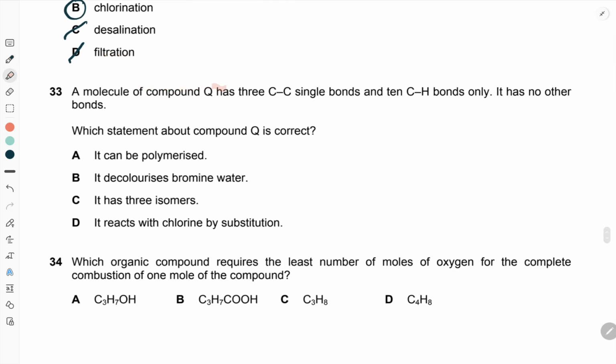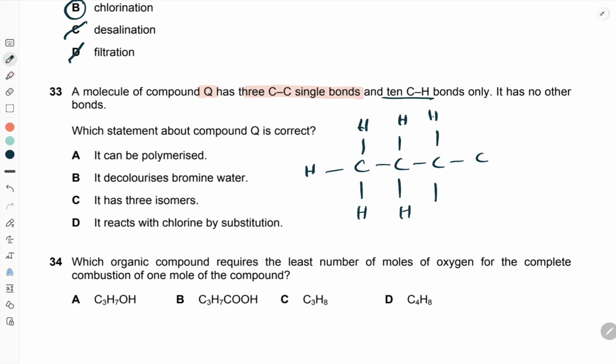A molecule of compound Q has 3 C-C single bonds, okay, and 10 C-H bonds. So I can see this structure has 10 C-H bonds. It has no other bond. Okay, so this is the structure surely.